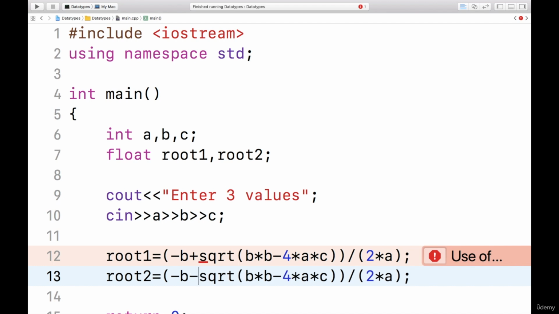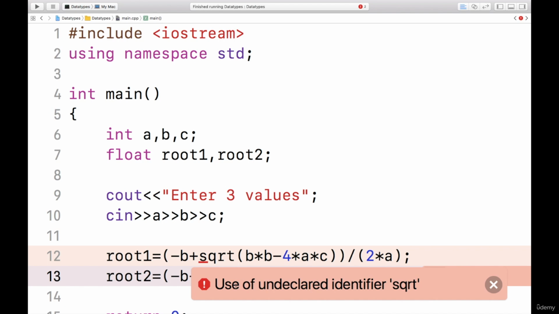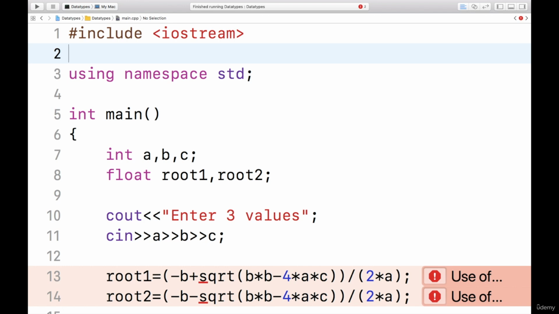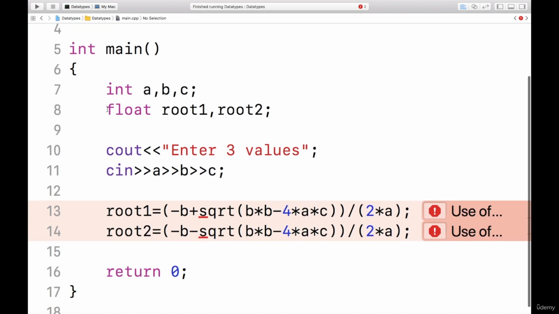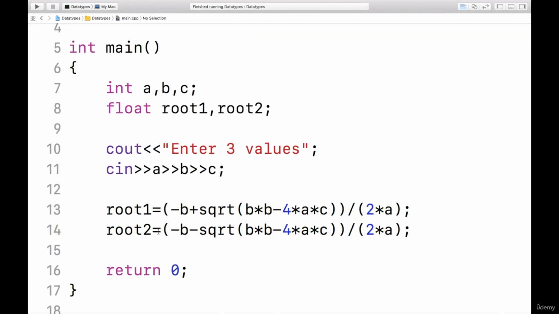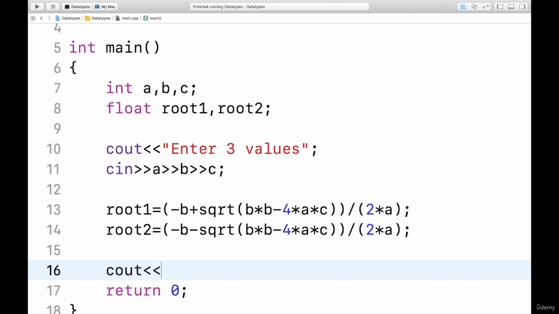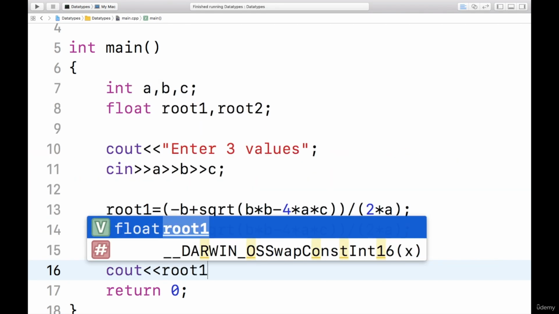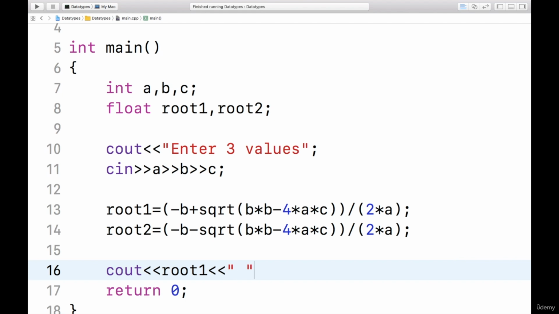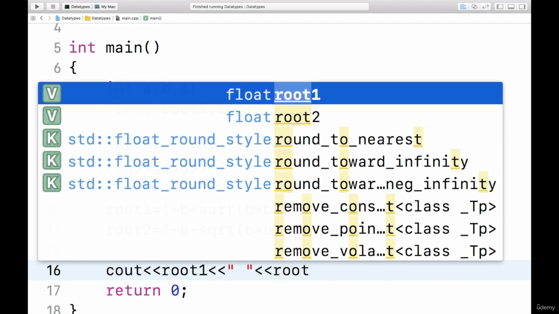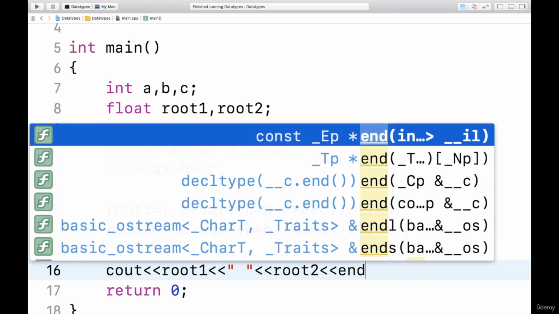Now let us see what is the error message I am getting here. The error message is: use of undeclared identifier sqrt. So for that I should include math.h. This function is present in the math library. Now that error message is gone, and here I will say cout root1 and some space between them, and then root2 and endl.